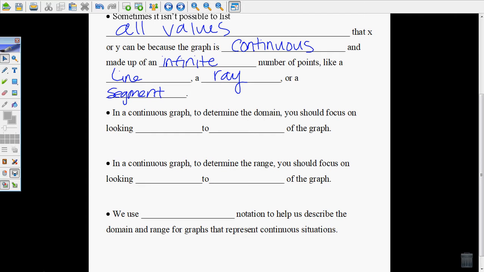When you're determining the domain of the continuous function, how do you define your domain? What direction would you go to find the domain? Left to right. We go from the left to the right, which essentially is going to go from small to large, big.